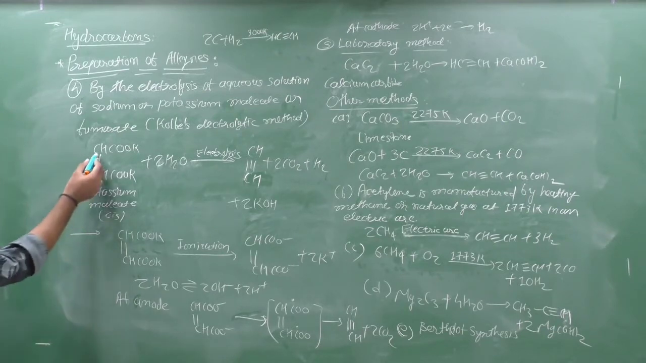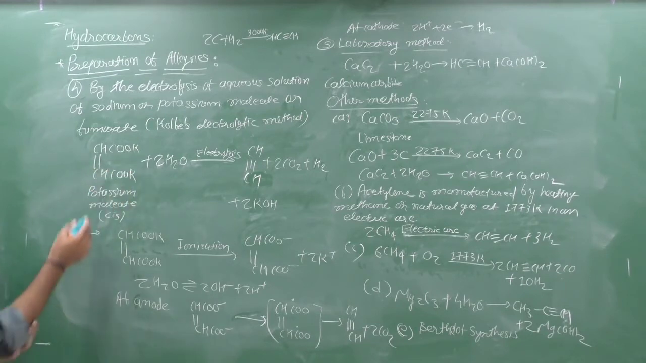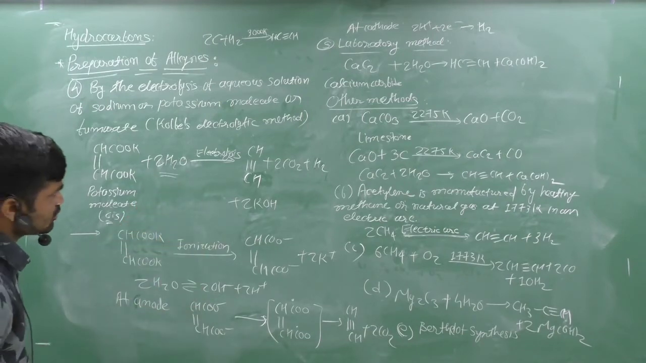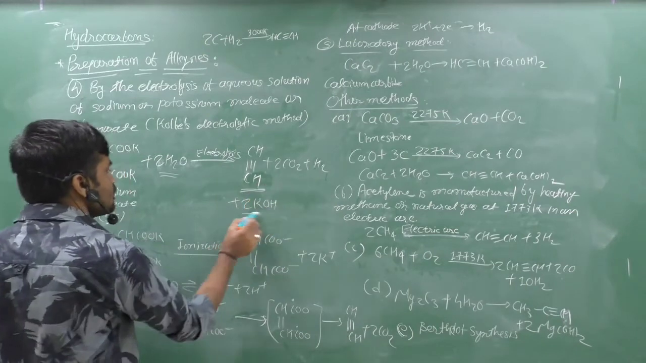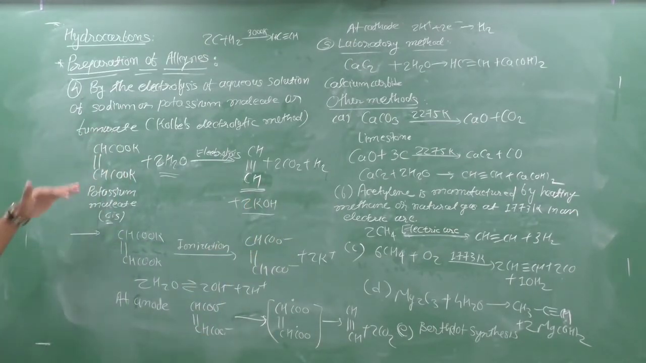Suppose here we have CH double bond CH, with COOK and COOK, potassium maleate, cis isomer. Now we can get hydrolysis or electrolysis in the presence of water to first get ethyne, 2 CO2 plus H2 plus 2 KOH. It is a general reaction which you can discuss also in the Kolbe electrolysis method.